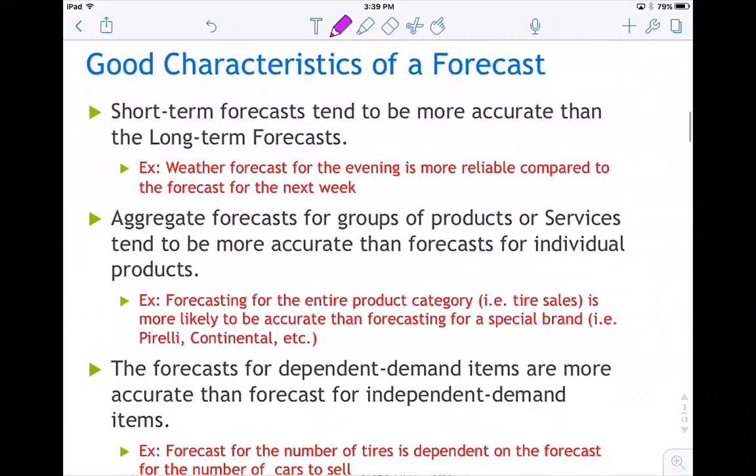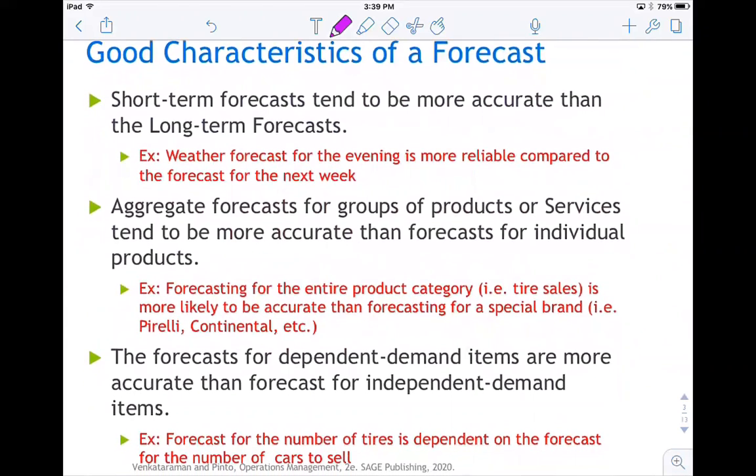And then the next slide is actually talking about some other further good characteristics of a forecast. These are more like, instead of being a good characteristic of a forecast, these are mostly the best cases for a forecasting method. So the first one tells us that short-term forecasts tend to be more accurate than long-term forecasts. Well, this is very obvious, right?